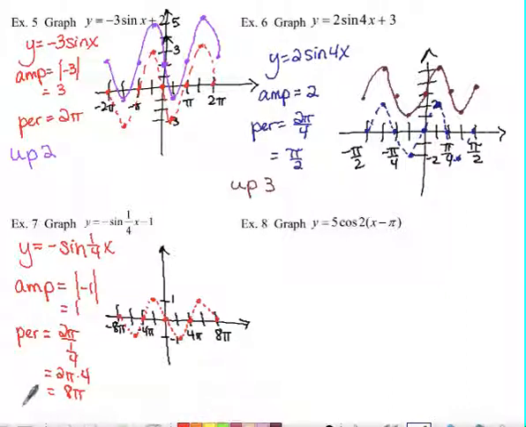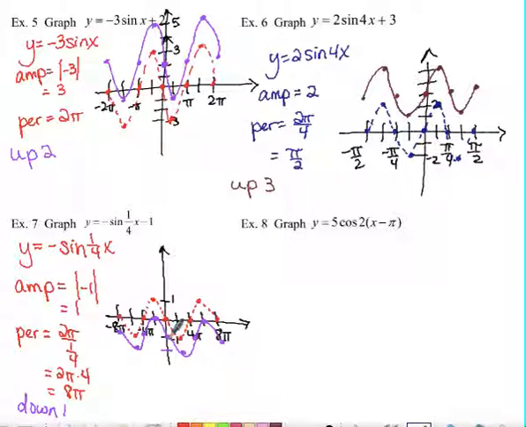Then my shift is down 1 unit. So I'm going to just go through and every single point I have plotted, I'm going to move it down 1. Okay, so there's my final graph. Any questions on example 7? All right, then try example 8.